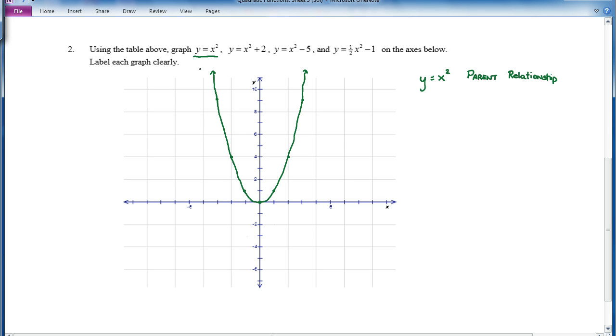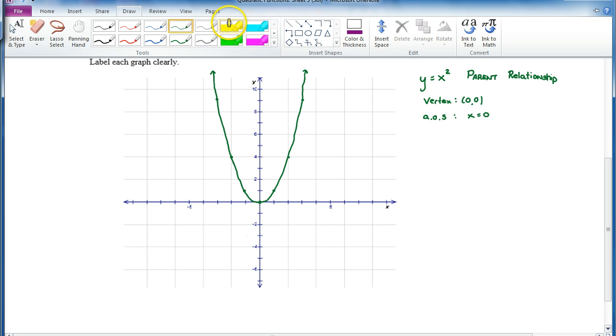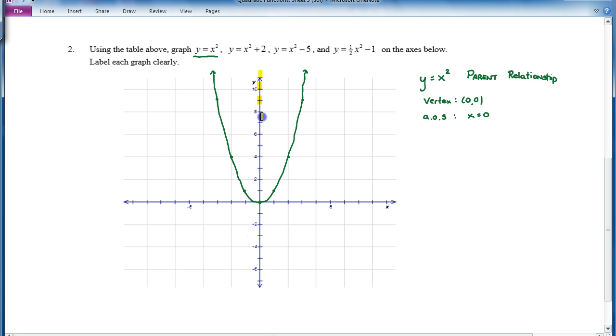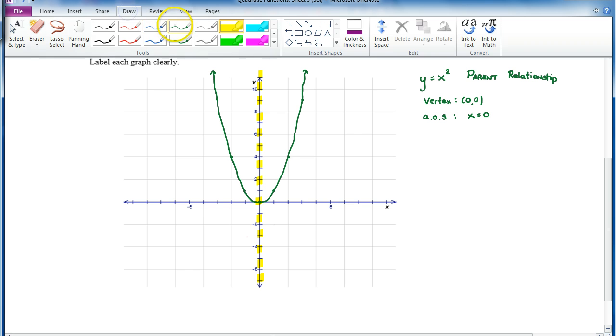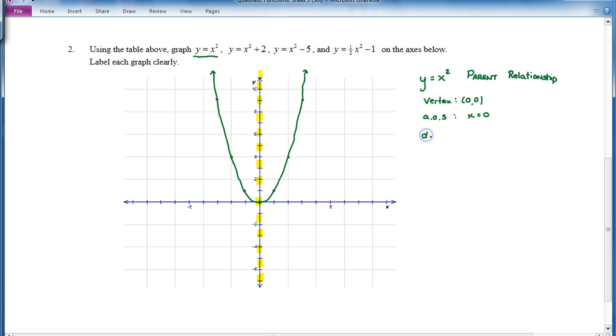Okay, and again, when we look at this, we want to be able to say to ourselves right away, the vertex is 0, 0. The axis of symmetry is x equals 0. Remember, an axis of symmetry is an equation which represents the line that this graph is symmetrical about. So we know that this graph is symmetrical along the line x equals 0. And we want the direction of opening. And the direction of opening is upwards. So now we're going to do each of these other graphs.